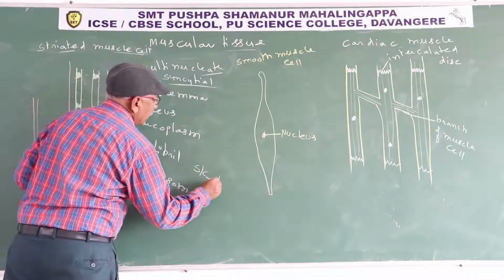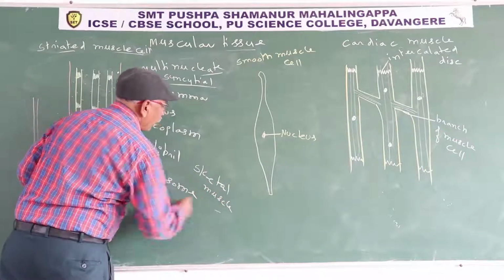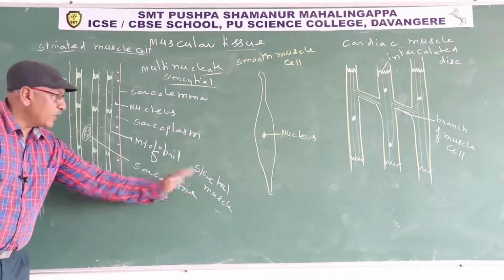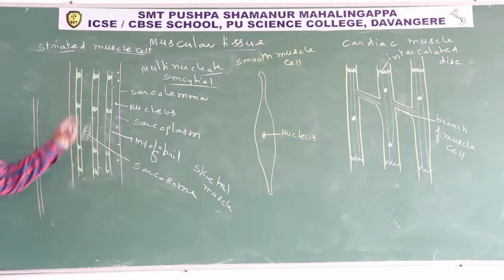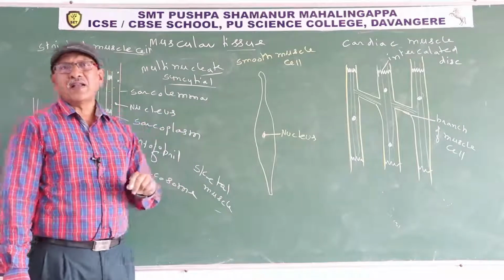The striated muscles, also known as skeletal muscles. Why striated muscles, also known as skeletal muscle? Striated muscles attach to bone. That's why they are known as skeletal muscles. The striated muscles are responsible for locomotion. The striated muscles undergo rapid contraction and relaxation.